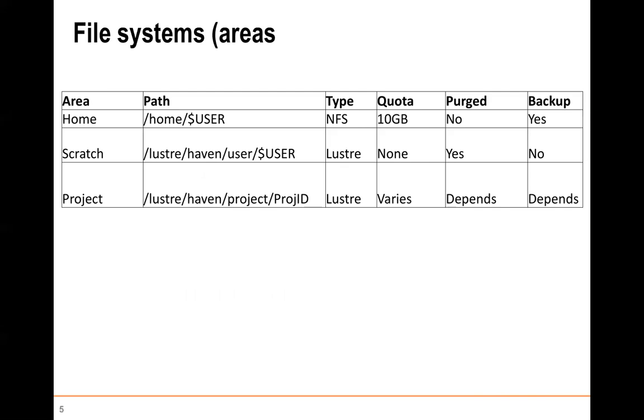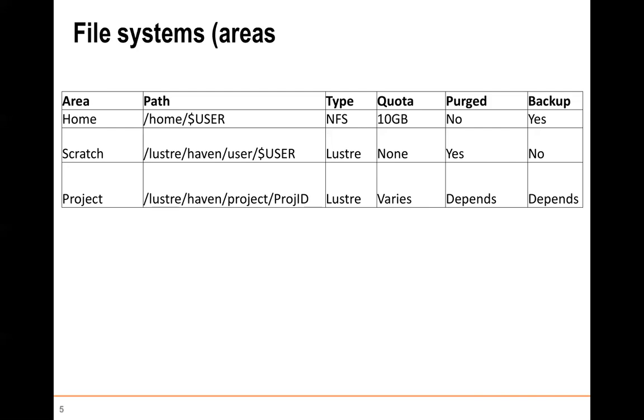So the areas that you have available to you, first of all, is your home directories. Your home directory is where you get dropped into when you first log in. The path to that is /home/$USER, and that $USER means your username. There is an environment variable called USER, and you can access that through $USER. But just remember, when you see $USER, it's really talking about your username on the system.